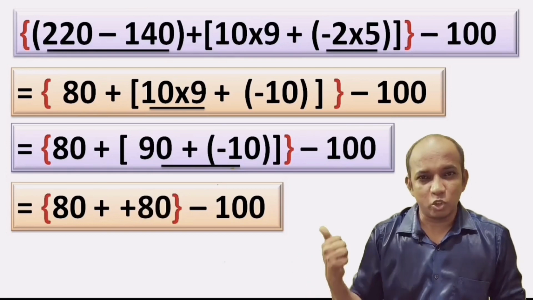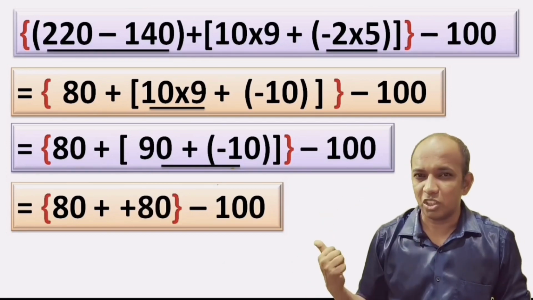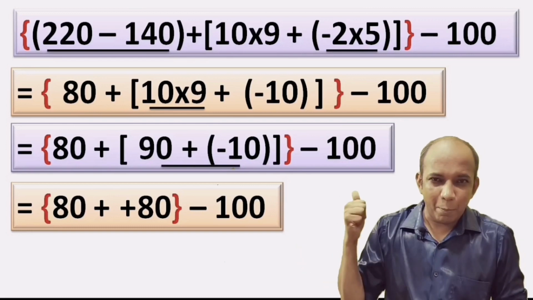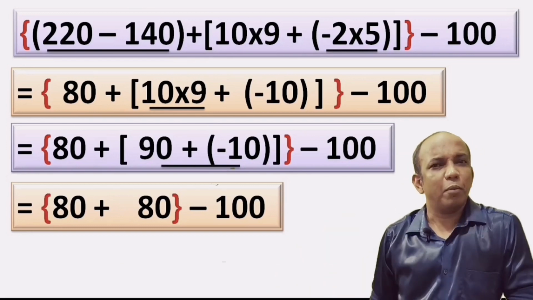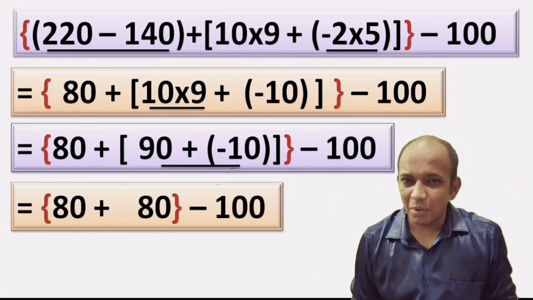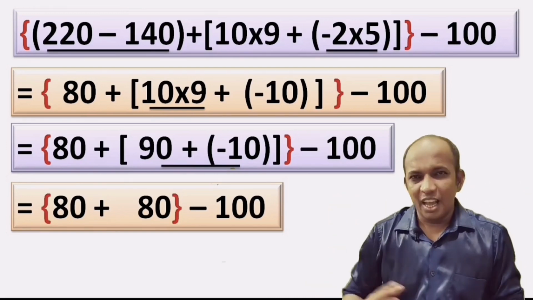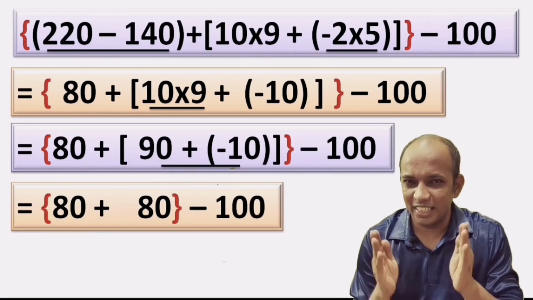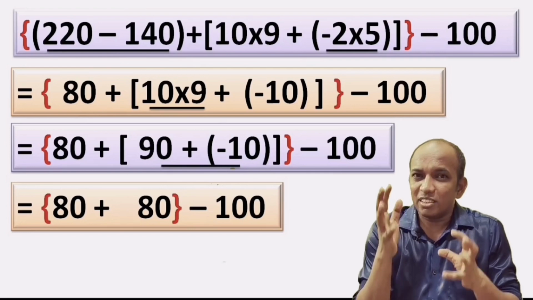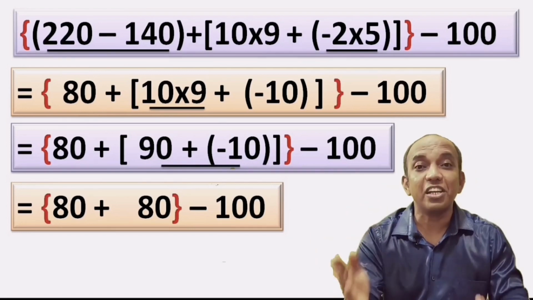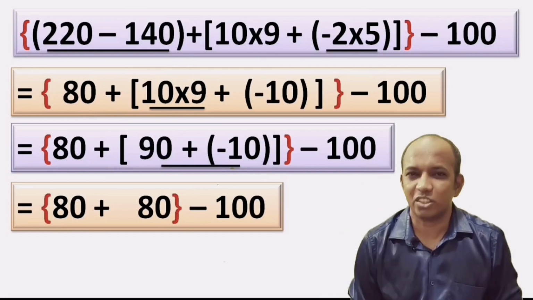The bigger number's sign is positive, so we have to write positive 80, and outside the bracket there is again a positive sign. If you do not write that positive sign, even then it's okay. So that makes, inside the curly bracket, 80 plus 80, and outside the bracket we have negative 100. Isn't it right? I hope I'm making some sense to these questions. If you have any problem, boys and girls, feel free to ask in the comment section below.